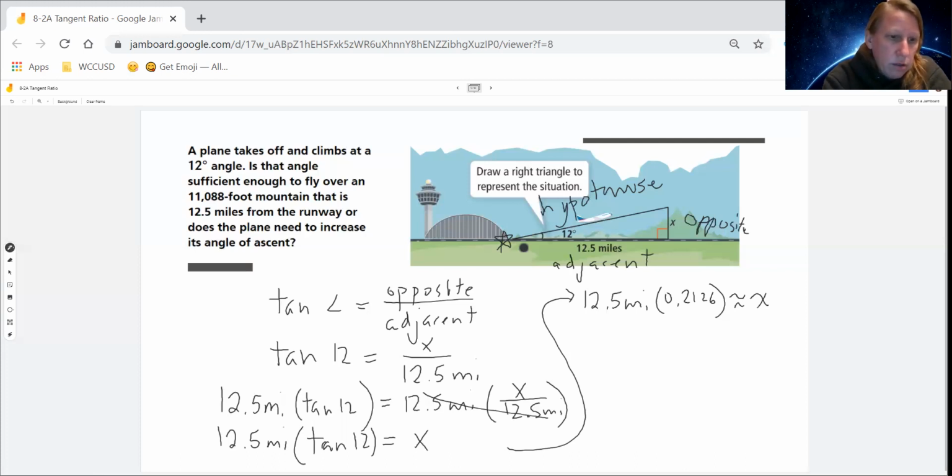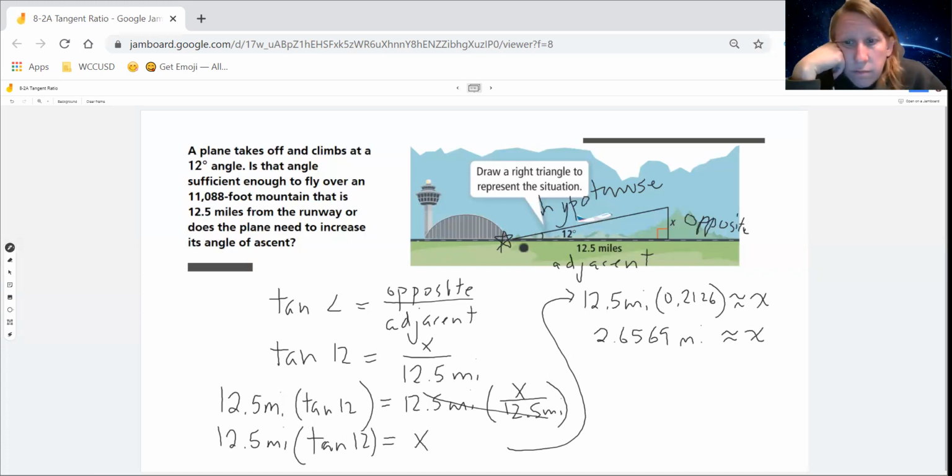Try again. 12 tangent. Using calculators can be tricky if you're not used to them, especially because there's a bunch of different types. And especially since I'm getting a text message right now. All right. We got 2.6569 miles.